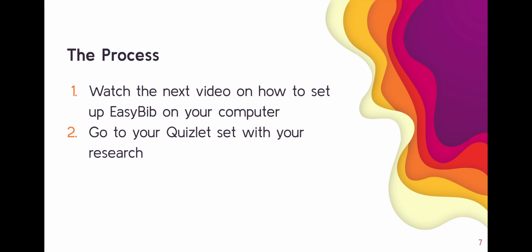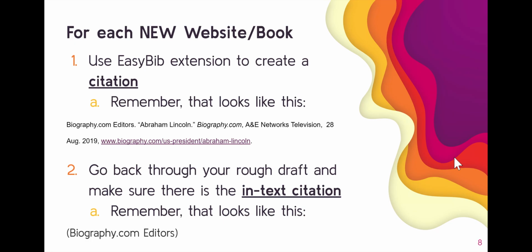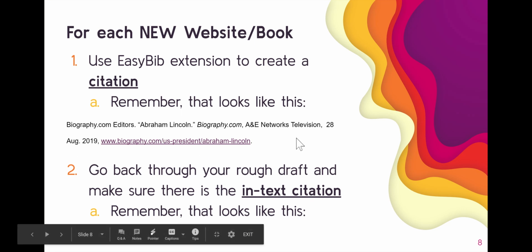All right, so the process you need to go through. You first need to watch the next video on how to set up EasyBib on your computer. I'm available on Google Meet if you're having issues. Second, you need to go to your Quizlet set with all of your research. You should have that automatically saved. So once you find that Quizlet, for each new website, so you don't have to do the same website over and over again, each new website, you're going to use that EasyBib extension to create a citation. That's in the next video. It's going to show you how to do that, and it's going to look like this. We just talked about this 2-line citation that goes at the bottom of your paper.